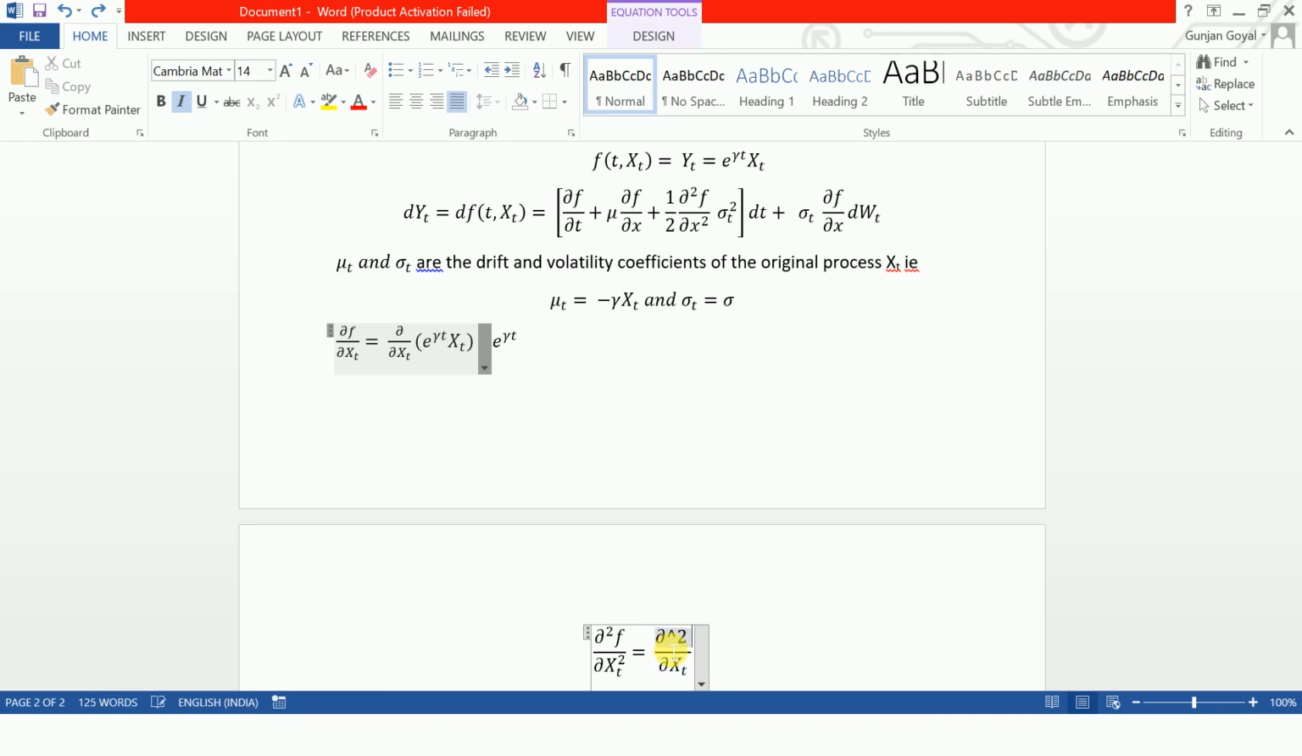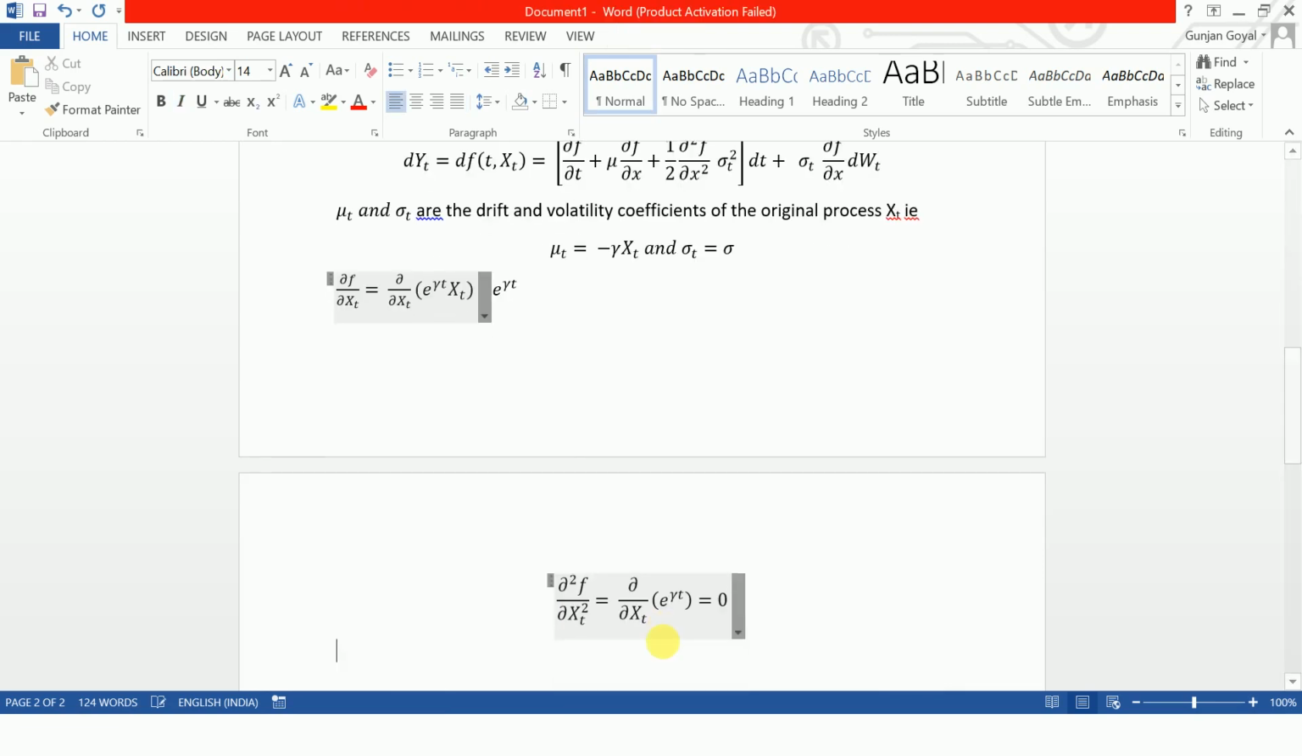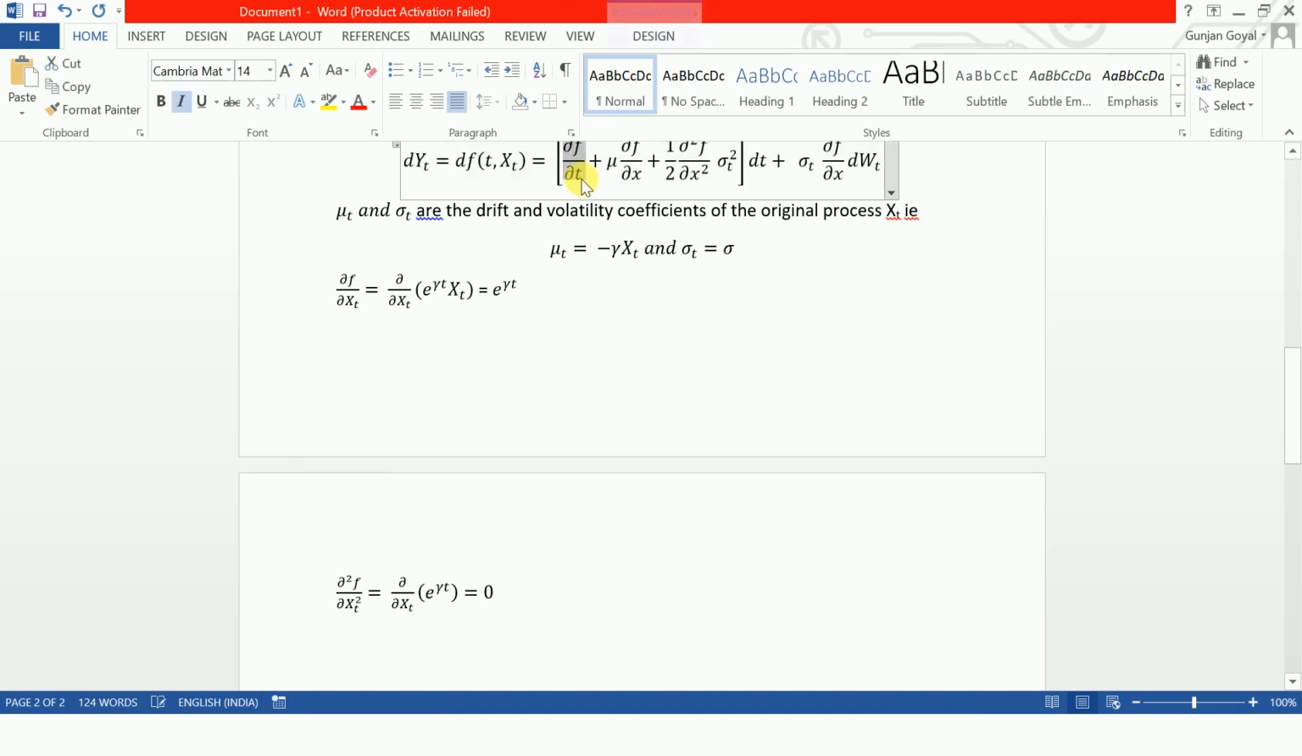Okay, there won't be any square here if we are taking our value to be e to the power gamma t, and then this is equal to 0. And the last is del f del t. So just copy del f del t from here. I am not writing it again, it saves a lot of time when I copy.